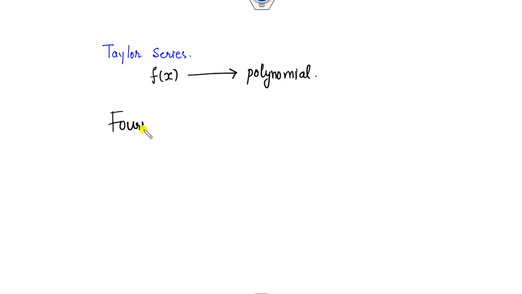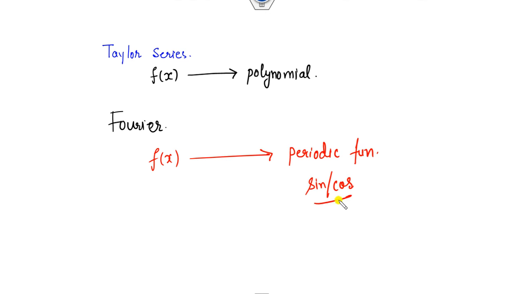Remember that in your lower classes or last semester you studied the Taylor series. What is the purpose of the Taylor series? If you have any function f(x) and want to write it in terms of a polynomial, you use the Taylor series. However, the purpose of the Fourier series is that if you have the function f(x), you can write it in terms of periodic functions. We all know sine and cosine terms are periodic functions.